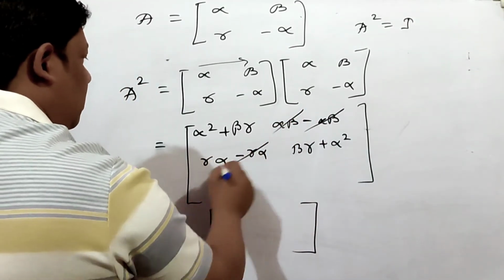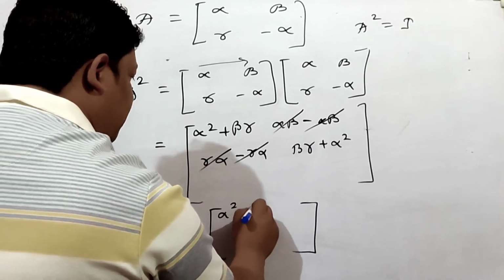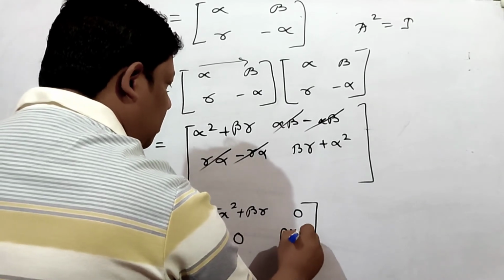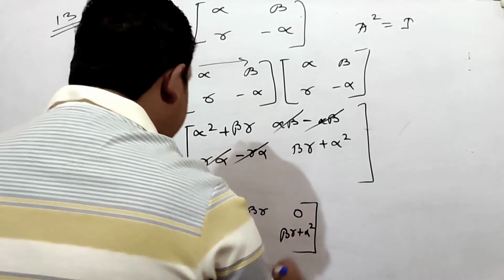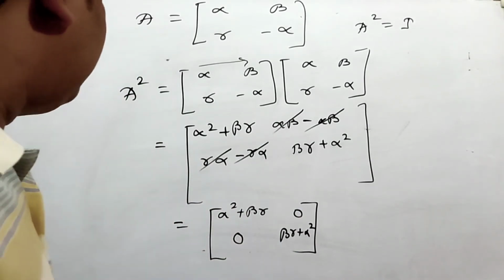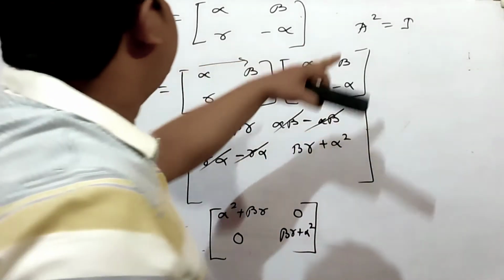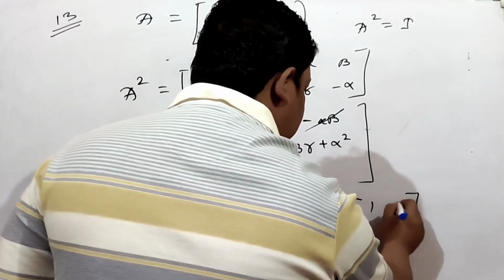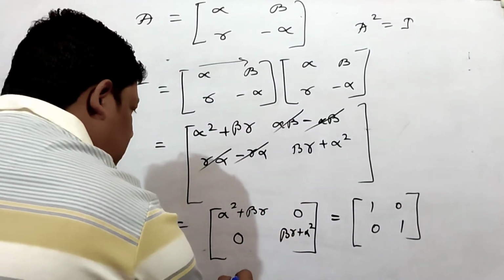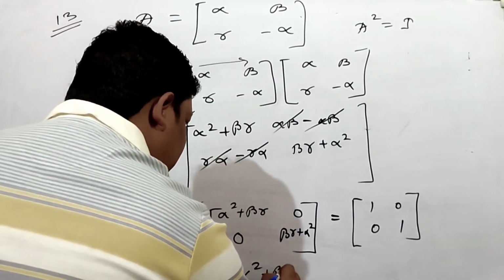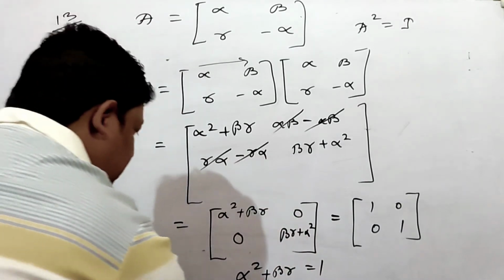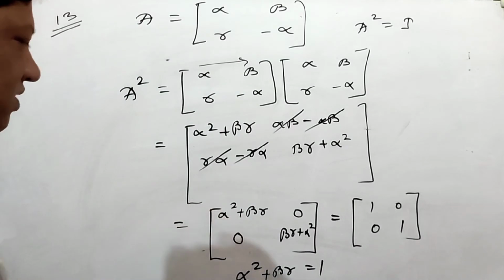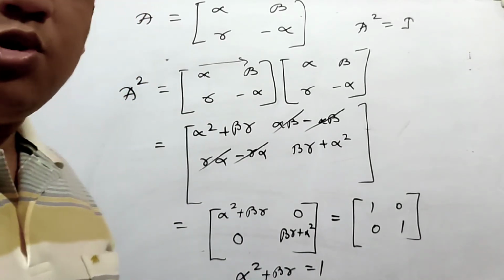These two terms are 0, and these two terms are alpha square plus beta gamma. So A square is given by I, and I is the identity matrix 1 0 0 1. Comparing on both sides, alpha square plus beta gamma equals 1. That means alpha square plus beta gamma minus 1 equals 0, and that is your answer. So I think you understand what I am going to discuss here.